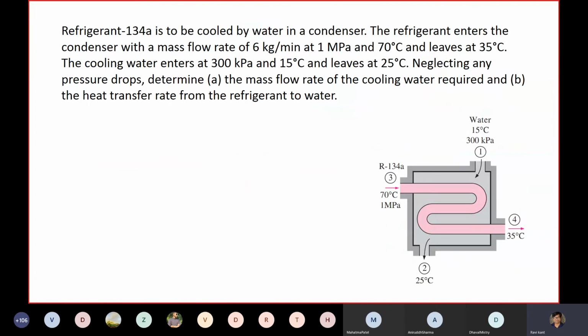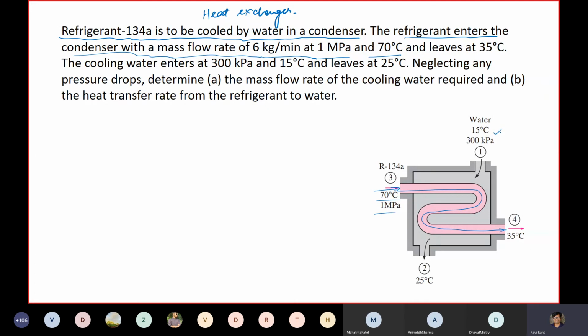So let's take one quick example of a heat exchanger. Refrigerant 134a is to be cooled by water in a condenser. The refrigerant enters the condenser with a mass flow rate of 6 kg per minute at 1 MPa and 70 degrees C. So this is your refrigerant that is coming in with properties 70 degrees C and 1 MPa, and it goes from here to here, and it comes out at a lower temperature.